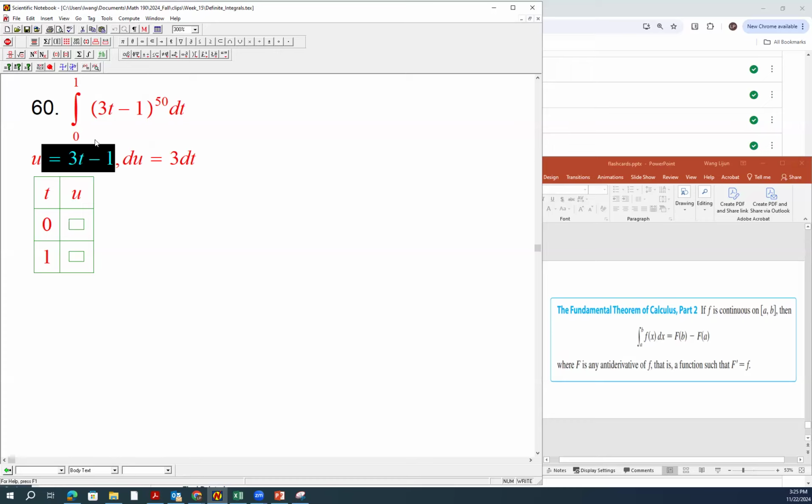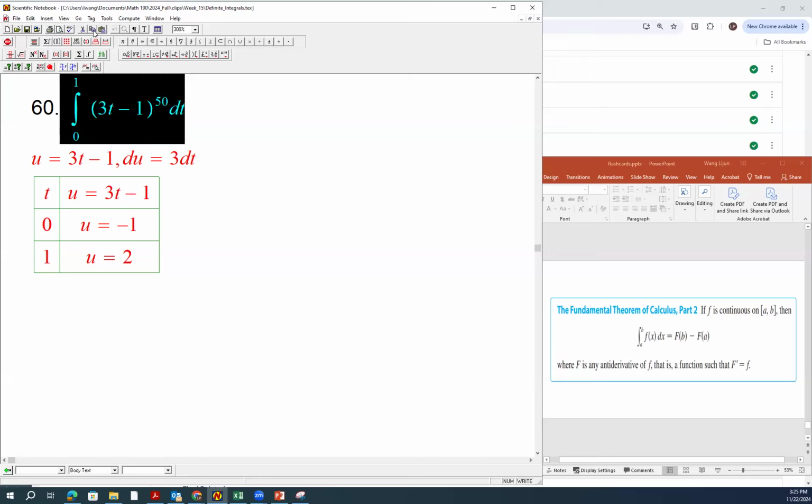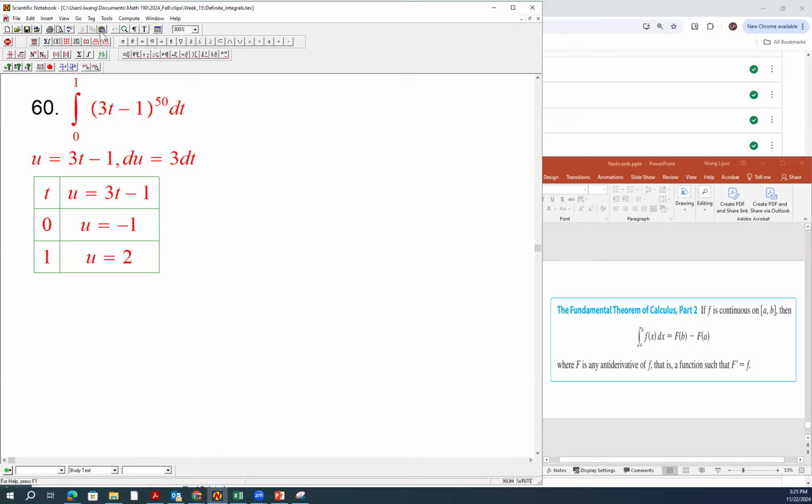So we're going to plug in. When t equals 0, u equals -1. When t equals 1, u equals 2. Okay, so we have the lower limit and upper limit, and then we're going to carry out the substitution.